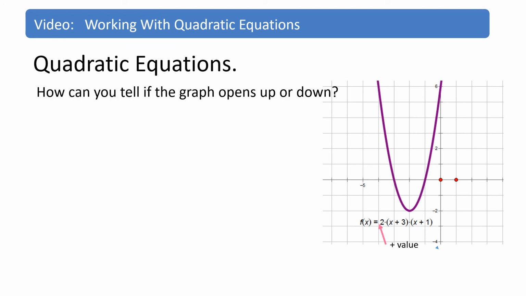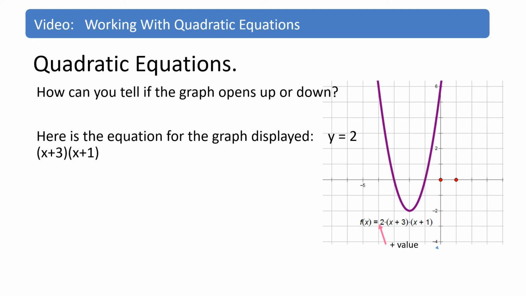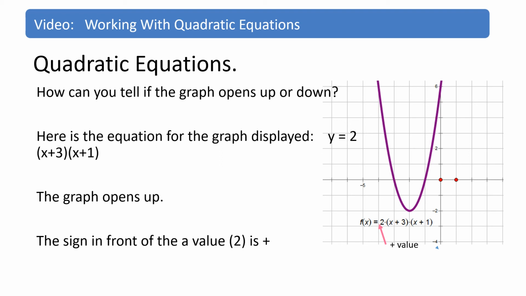How can you tell if the graph opens up or down? Here is the equation for the graph displayed on the right. y equals 2 bracket x plus 3 bracket times bracket x plus 1 bracket. The graph opens up. We can see that from the diagram. But look closely. The sign in front of the a value, which is 2, is positive.